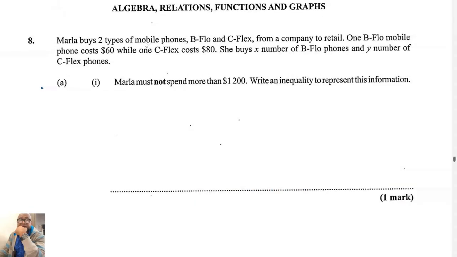Marla buys 2 types of mobile phones, B-Flow and C-Flex, from a company to retail. One B-Flow mobile phone costs $60, while one C-Flex costs $80. She buys X number of B-Flow phones and Y number of C-Flex phones. Marla must not spend more than $1,200, right? Write an inequality to represent this information. Let me hear all ideas. Online, let me hear all of you.